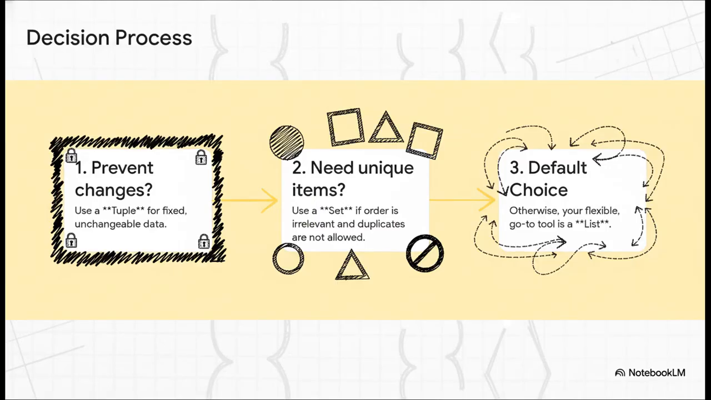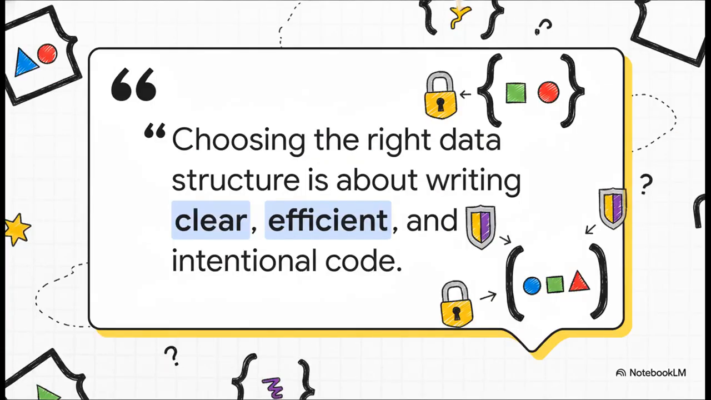And to make it even easier, just follow this three-step process. First question you should always ask is, do I need to prevent changes? If the answer is yes, just stop there, use a tuple. If no, move to the next question. Do I need to guarantee unique items? If that's a yes, use a set. And if the answer to both of those questions is no, then your flexible, all-purpose go-to tool is always going to be the list.